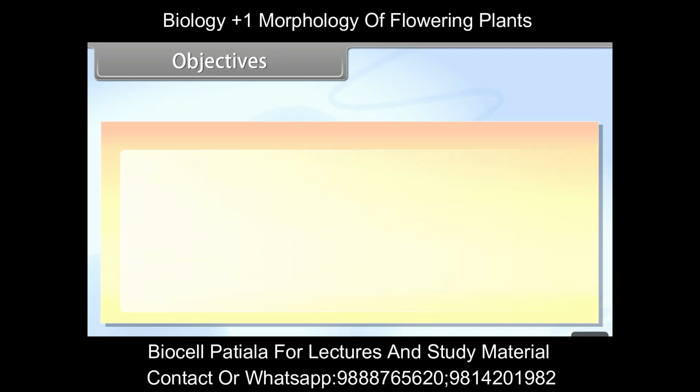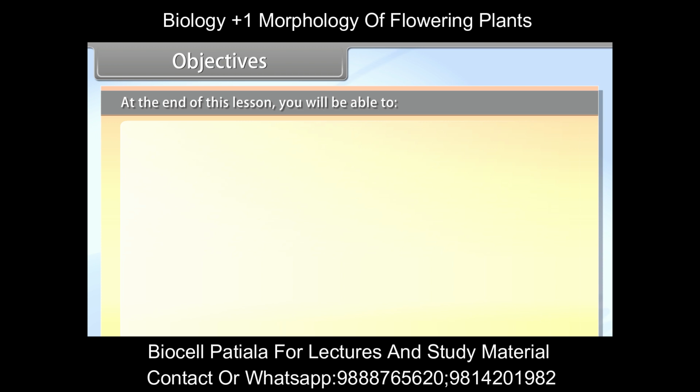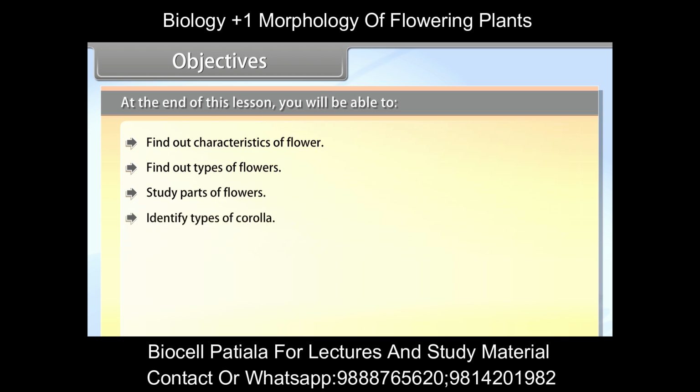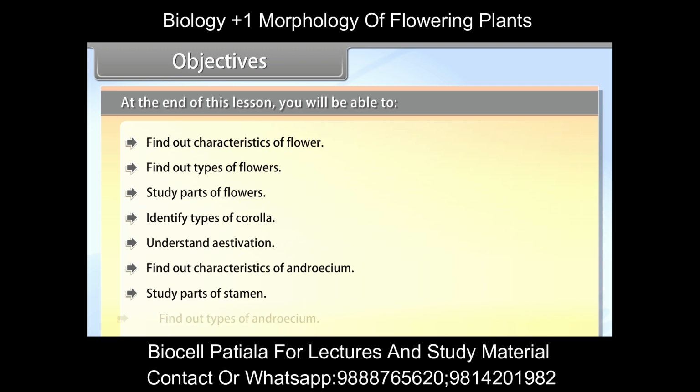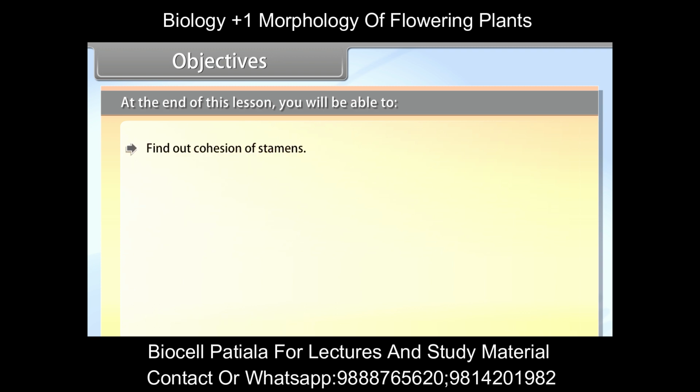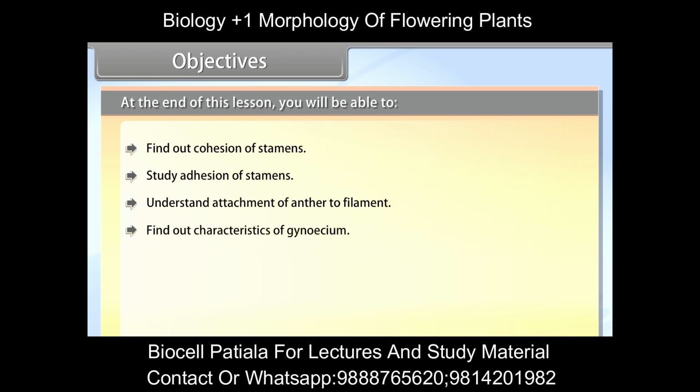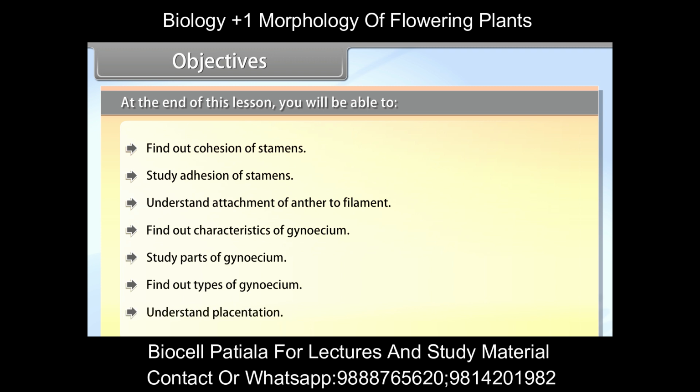Objectives. At the end of this lesson, you'll be able to find out characteristics of flower, find out types of flowers, study parts of flowers, identify types of corolla, understand aestivation, find out characteristics of androecium, study parts of stamen, find out types of androecium, find out cohesion of stamens, study adhesion of stamens, understand attachment of anther to filament, find out characteristics of gynoecium, study parts of gynoecium, find out types of gynoecium, understand placentation.